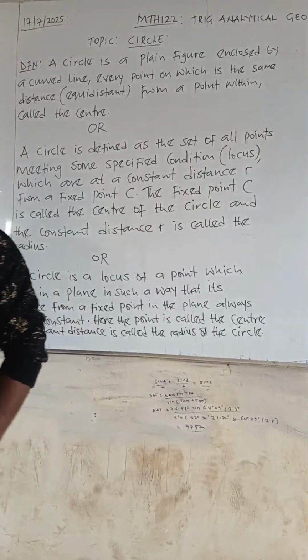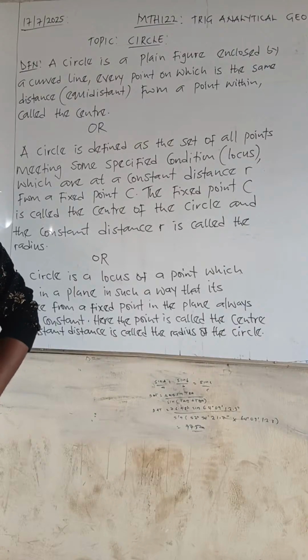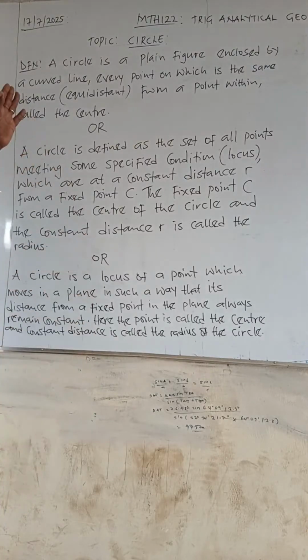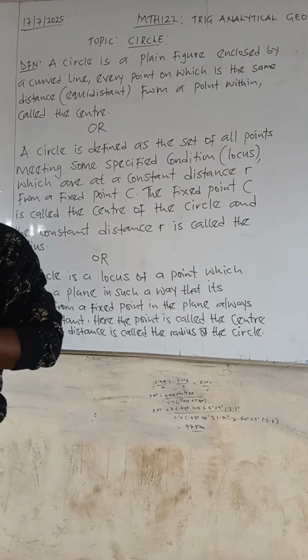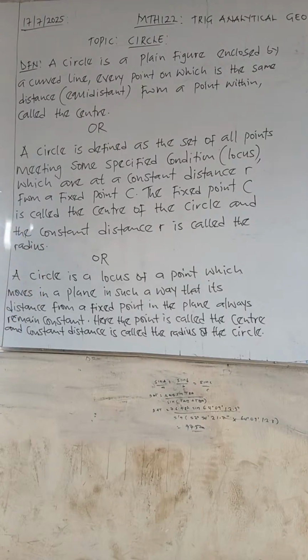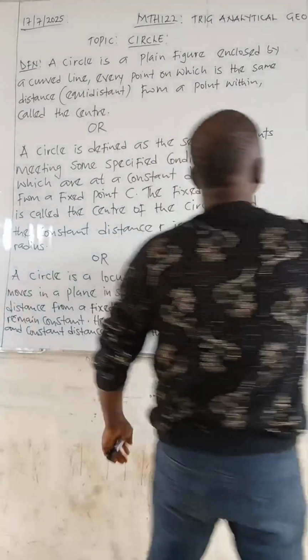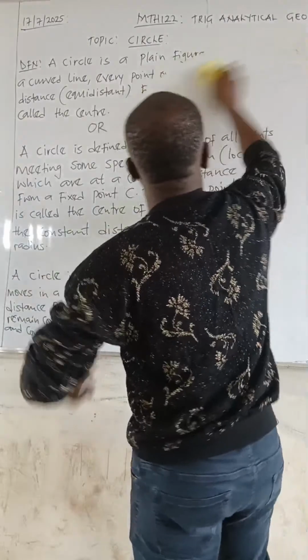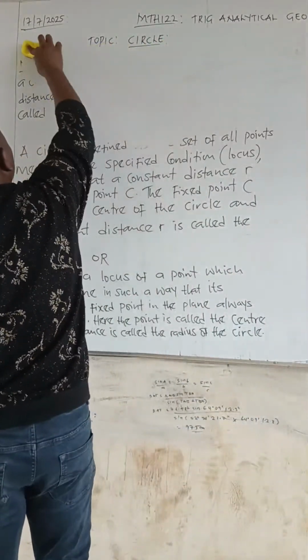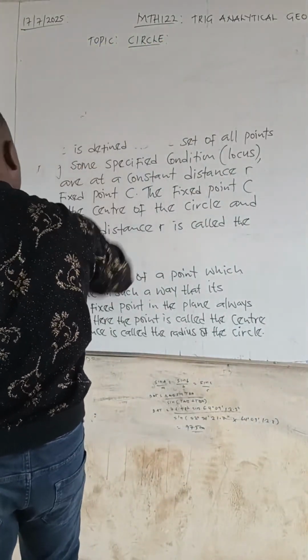So, in case you are asked to define what a circle is, out of these three, you can give any one, and it is accepted. Is that clear? So, can we proceed? So far, so good. Amen? Amen. Okay.